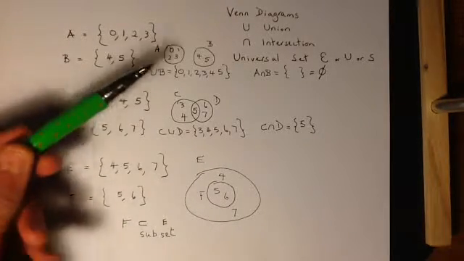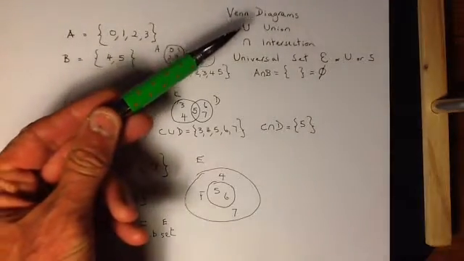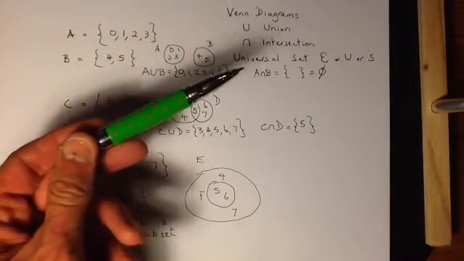Okay, let's just check if we've got Venn diagram. Yes, union, we know, intersection. Universal set.